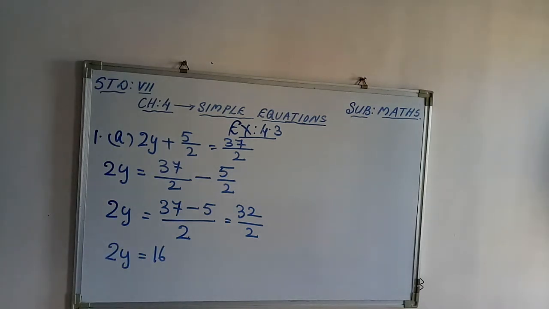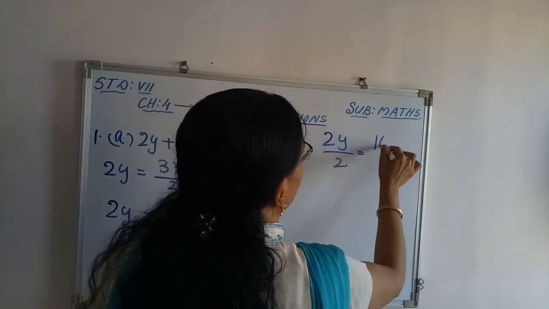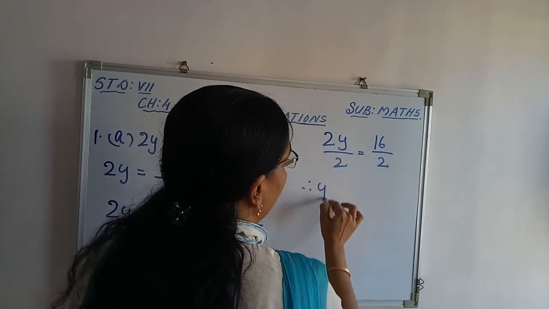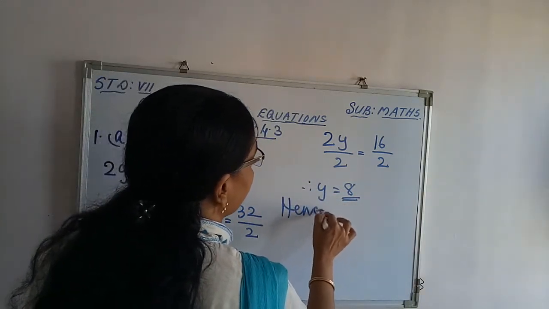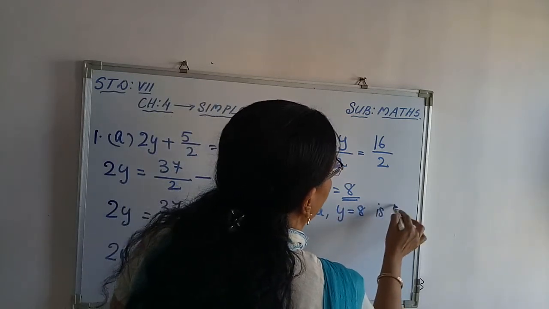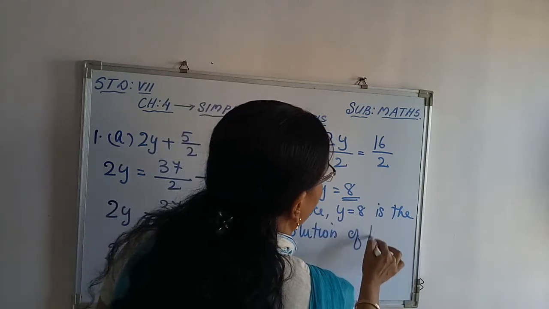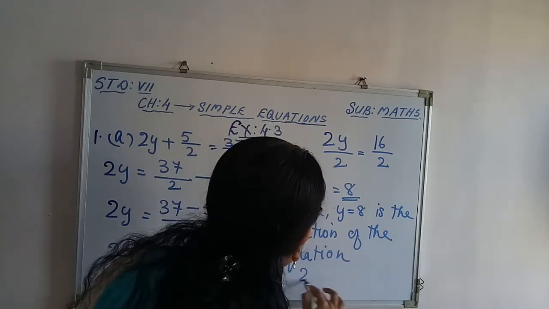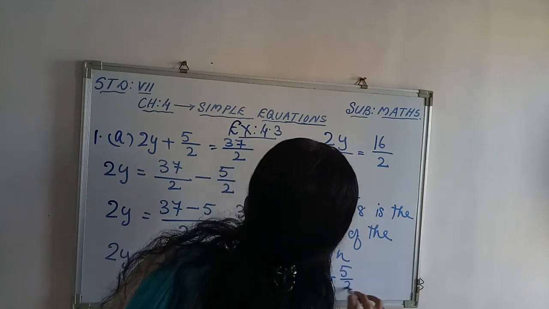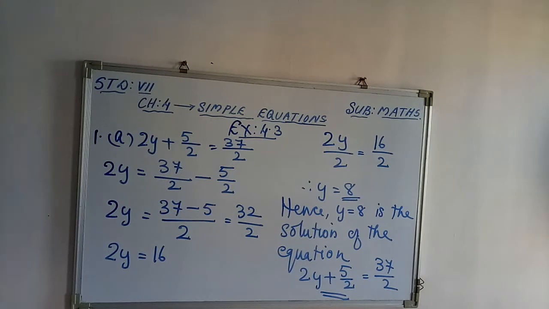Now we have already learned how to solve this equation. Dividing both the sides by 2. So 2y divided by 2 is equal to 16 divided by 2. Therefore y is equal to 8. So what is the answer? So we can write, hence y is equal to 8 is the solution of the equation 2y plus 5 upon 2 is equal to 37 upon 2. This is the answer. Is that clear?